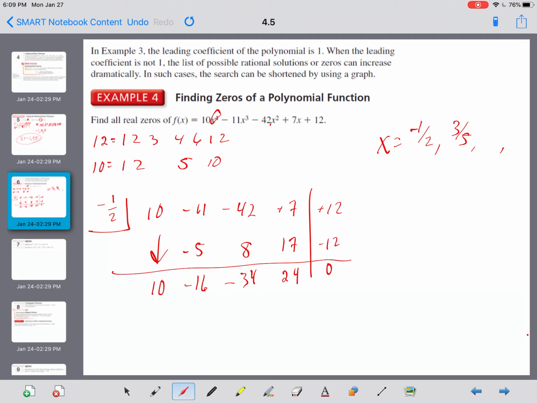Now we're going to take those same exact ones, and we're going to use our 3/5. 10, -16, -34, 24. And we're going to break that down one more time. We get 10. 3/5 times 10. 5 goes into 10 twice. 3 times 2 is 6. -16 and 6 is -10. That's going to be -6. That's going to be -40. 3/5 times -40 is going to be negative. 5 goes into 40 8 times. So 8 times 3 is 24, and we get a 0.